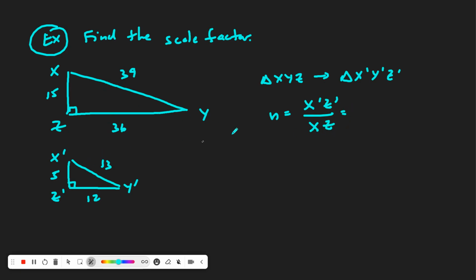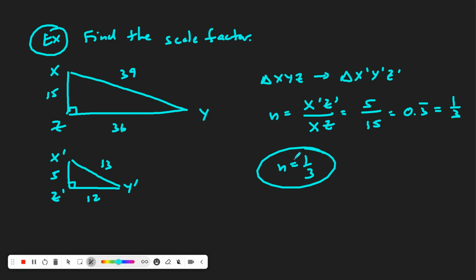So X prime Z prime is 5. XZ is 15. If I divide those, I'm going to get a decimal that repeats, 0.3 repeated. So I would appreciate if you wrote the fraction, and that fraction is 1/3. For this problem, going from triangle XYZ to X prime, Y prime, Z prime, the scale factor is 1/3.